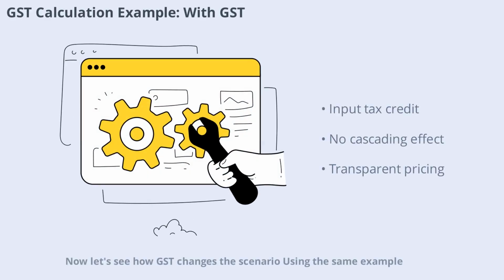Now let's see how GST changes the scenario. Using the same example, GST is applied at each stage, but businesses can claim credit for the tax paid on their purchases. This eliminates the cascading effect, resulting in a lower overall tax burden and a more transparent pricing structure. The final consumer pays tax only on the value added at each stage, not on the entire accumulated value.